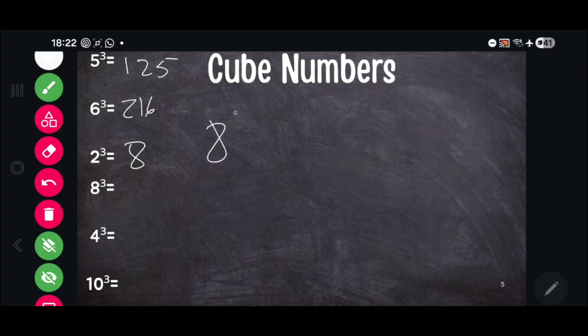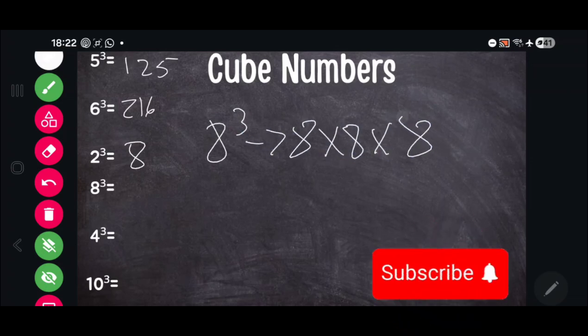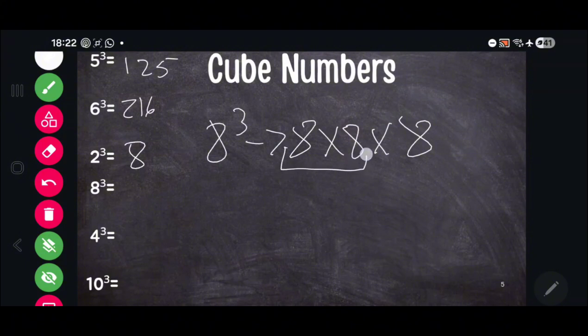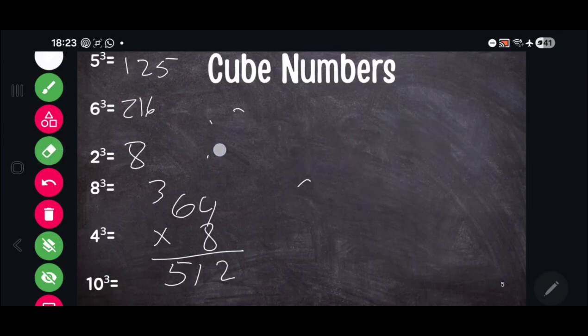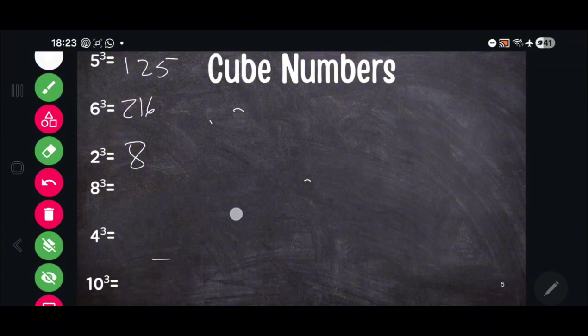So you've got 8 to the power of 3, which would equal 8 times by 8 times by 8. So then we're going to partition it once more. We'll get 64 times by 8, and let's do that outside over here. 64 times by 8. 4 times by 8 would be 32. Then put a 3 over here. 48 add 3 would be 51, and the answer would be 512. So if you got that correct, please put a thumbs up in the comment section below.